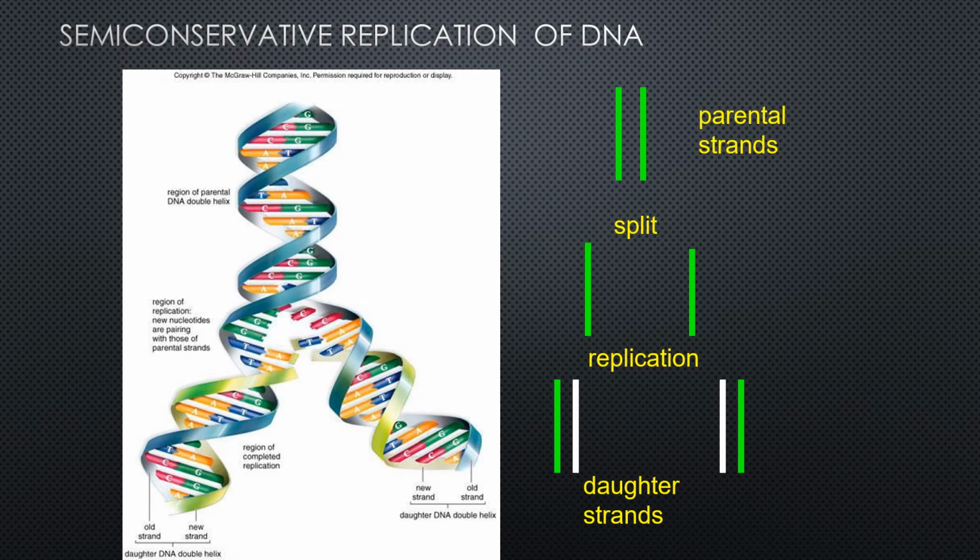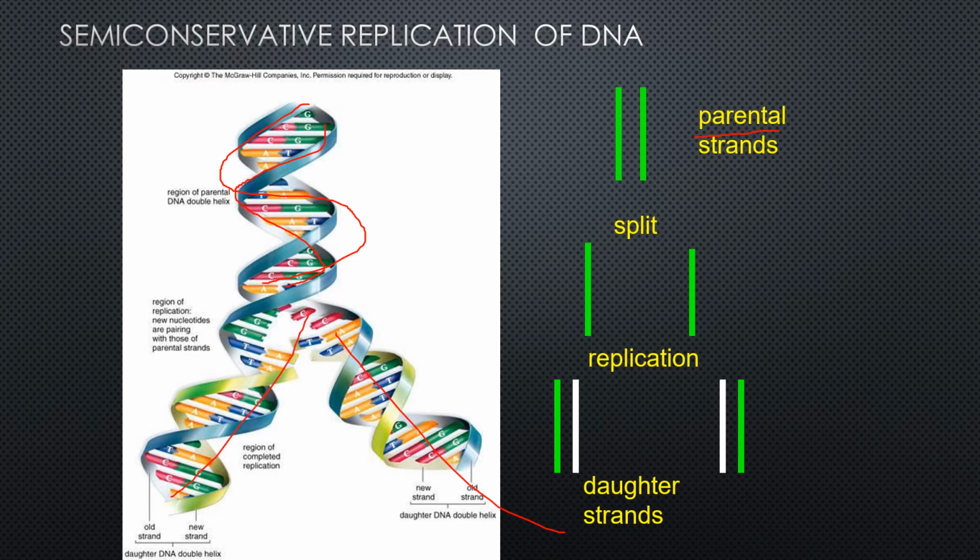And so the way DNA is replicated is what we call semiconservative replication. And what that means is that we're starting with our double-stranded DNA, and we're going to call these the parental strands. And so that means this one strand here and this second strand here. And we're going to split them. Notice how they are going into two right here.